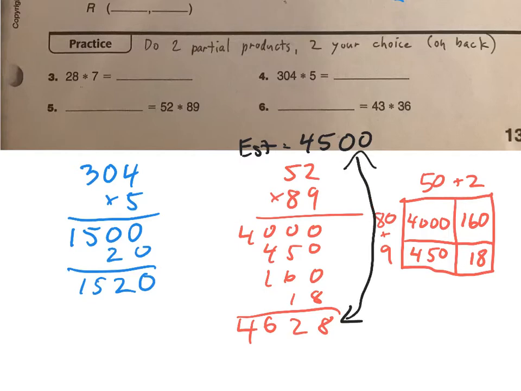This one is 300 times 5, so my estimate's going to be somewhere close to 1,500, and you can see I'm good there. So even if you forget to do an estimate beforehand, you can do it afterwards just to make sure your answer makes sense. And that's it for today.